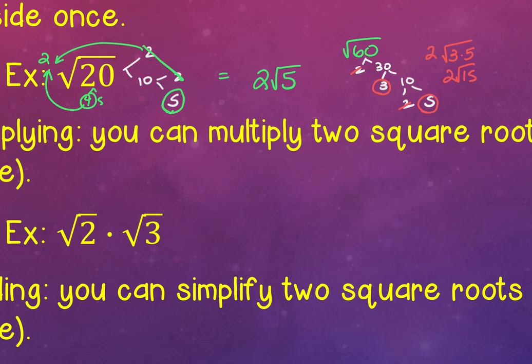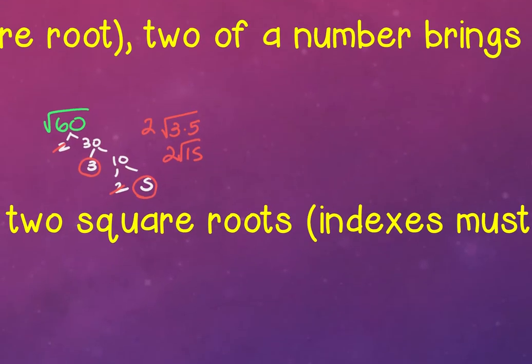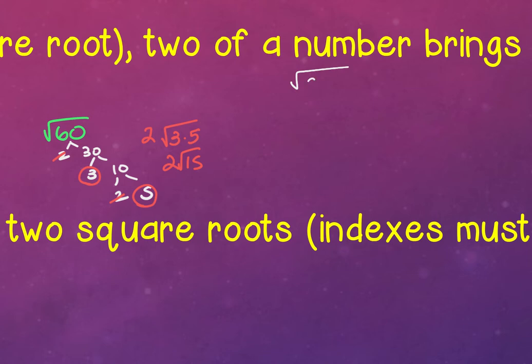So if this was 240, let's say, we're going to do this again. 240 is 2 and 120, 2 and 60, 2 and 30, 2 and 15, 3 and 5.